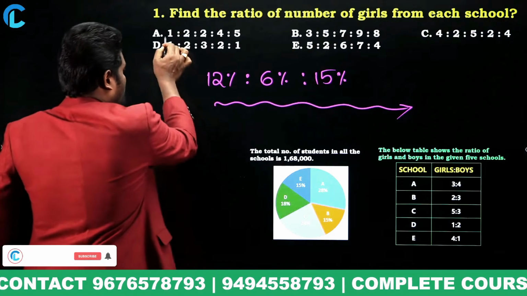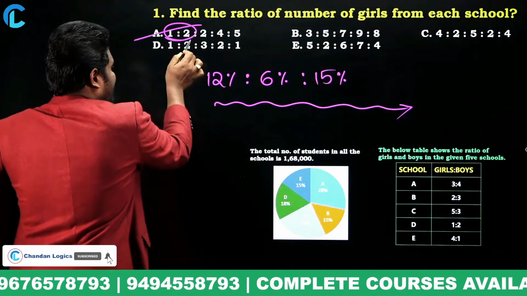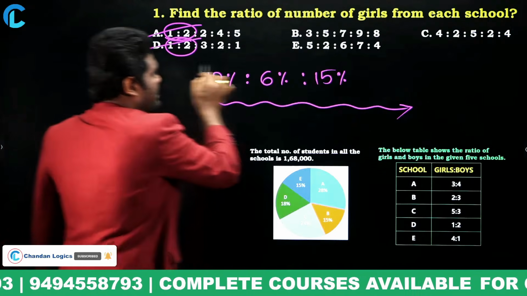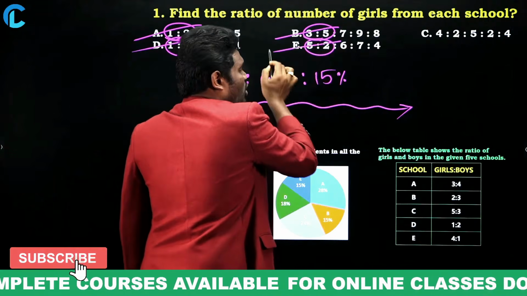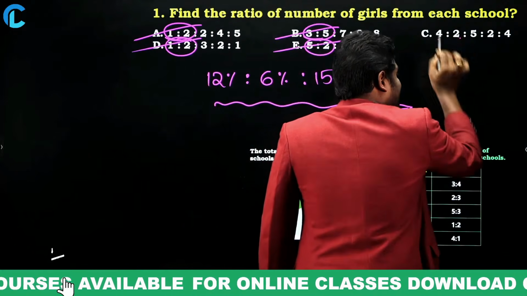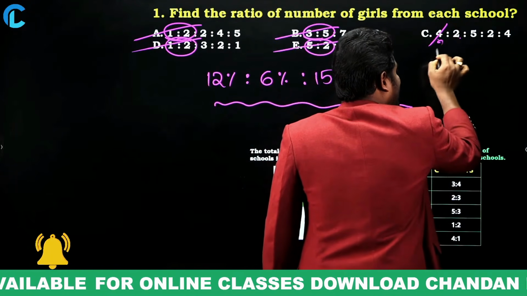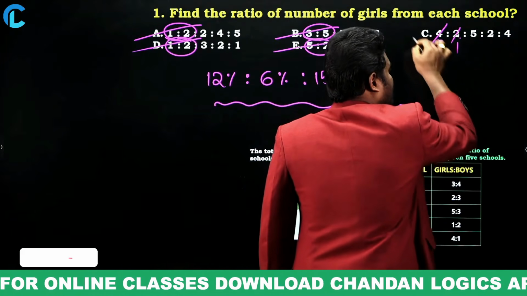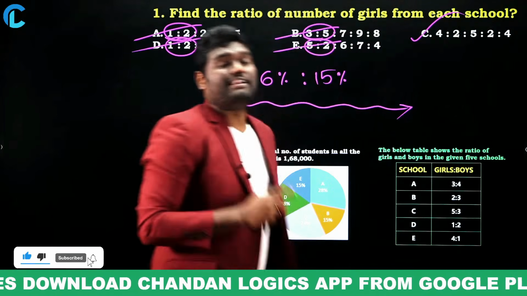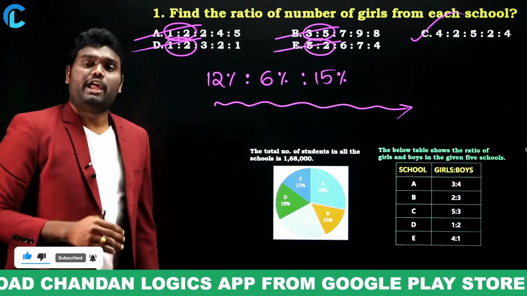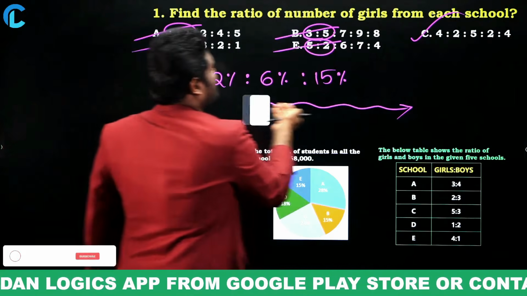Look here, this is 2:1. Is this 2:1? No, wrong answer. Is this 2:1? No, wrong answer. Is this 2:1? No, wrong answer. Is this 2:1? Yes, this is 2:1. The 2 table cancels here 2 times, and here 1 time. So this is going to be the answer. Without calculating, I can directly say the answer. If you want, you can calculate; even if you calculate, you'll get the same answer.